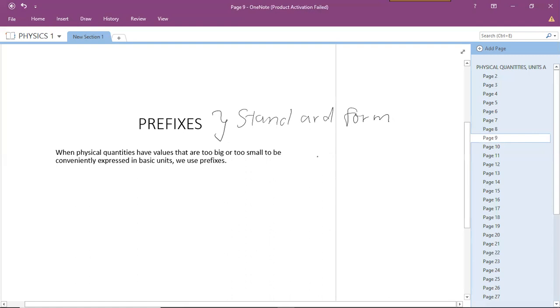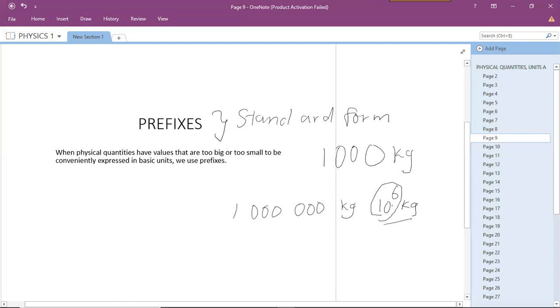So for example, I can say 1,000 kg, or actually, let's try something bigger. Let's say 1 million kg. Instead of saying 1 million kg, you can say 10 to the power 6 kg. So this 10 to the power 6, we will know that 6 zeros means a million. So it's a form of standard form, but using a given power, right? 10 to the power 6 means it's 1 million. So that's the whole idea behind prefixes.